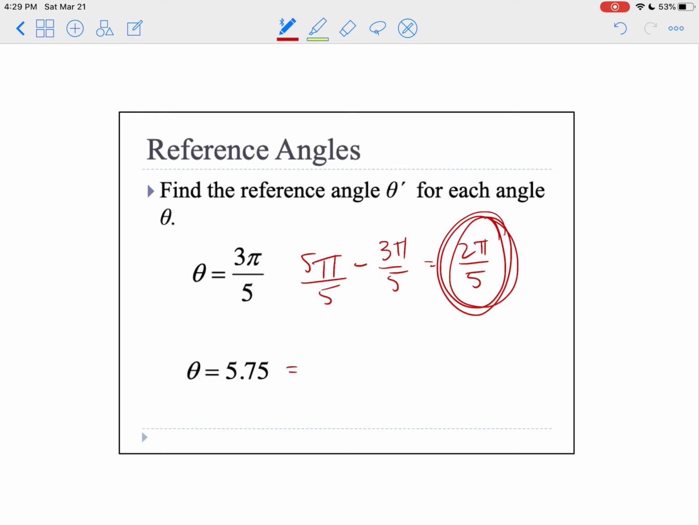And for something like this, 5.75, this is clearly in the fourth quadrant because 2 pi is 6.28. So I would take 2 pi and I would subtract 5.75 from it. And I'm just using my calculator for this. So 2 pi minus 5.75, and that's just going to give me 0.533. So this would be my reference angle.